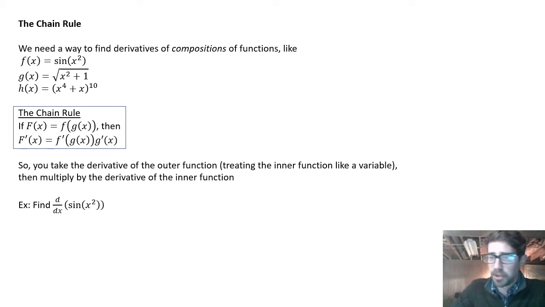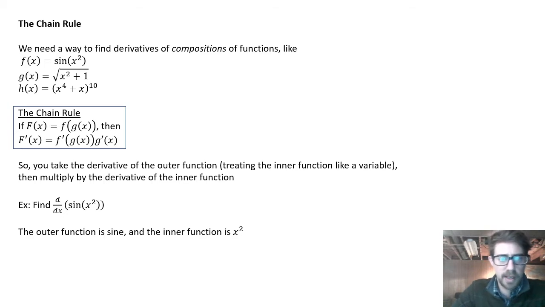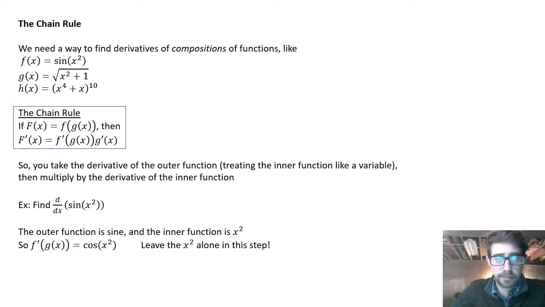Okay, so in this one, it's super clear what the outer function is and what the inner function is. It's good to identify those things, at least for now. The outer function is the sine function and the inner function is x squared. In the first step, you deal with the sine function, meaning take the derivative of it, but leave the inner function alone. So it's cosine of x squared and the x squared is just there. It's a copy of the inner function that's going to appear in your answer.